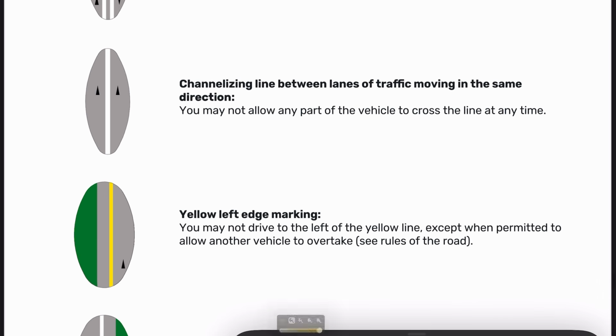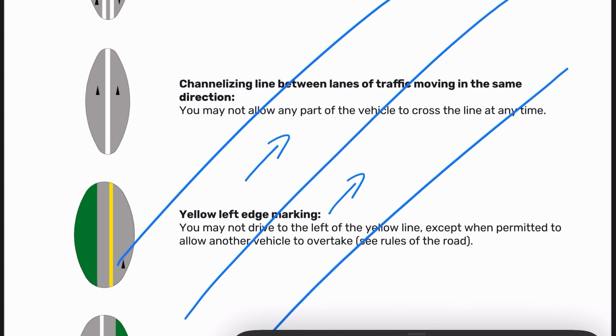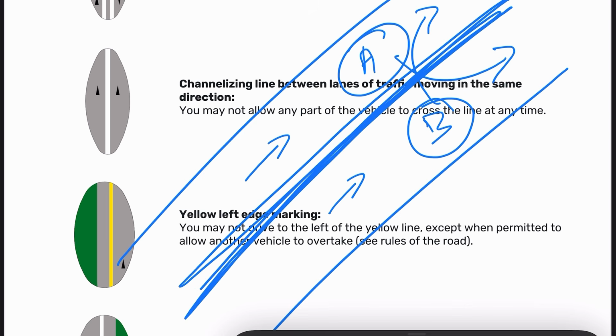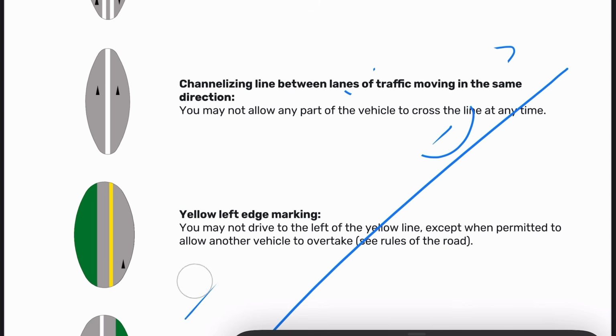All right. And then you have also the channelizing line there. The channelizing line is the same as the no overtaking line, except that it is for lanes of traffic moving in the same direction. So what does that mean? There is your lane A, and here is your lane B. You cannot switch lanes. You cannot move from lane A to lane B, nor from lane B to lane A. You cannot, because of this line, the channelizing line. All right? But traffic is moving in the same direction.